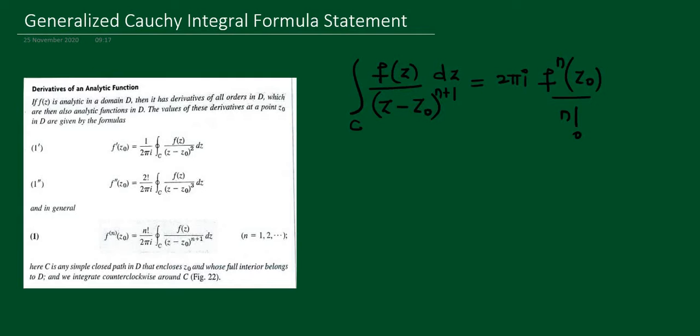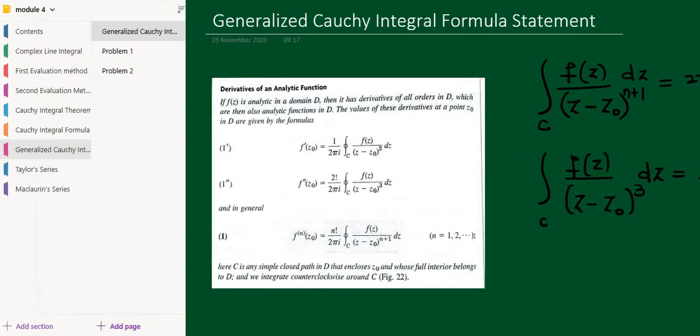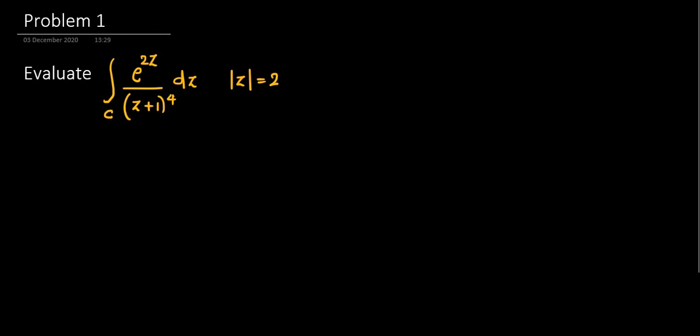Whatever the power, if the power is 4, we have to differentiate the function 3 times divided by 3 factorial. I will give you an example. Say you are having f of z by z minus z naught whole cube dz. That means you have to multiply 2 pi I into f raised to 2, the second derivative of that function, and then divide by 2 factorial. This will be your answer. Now let us proceed solving some problems.